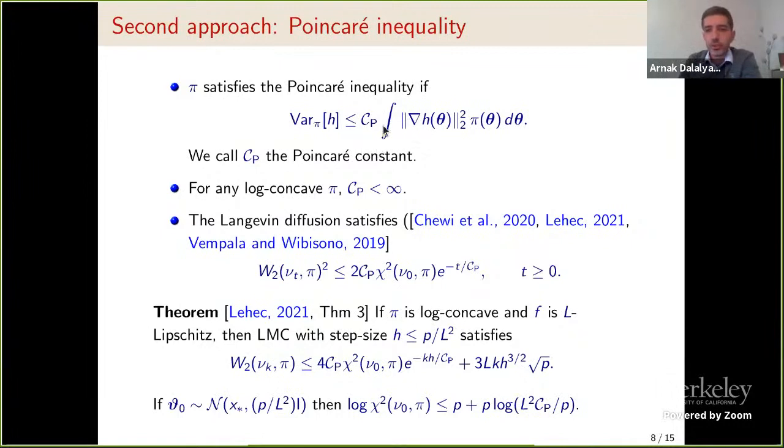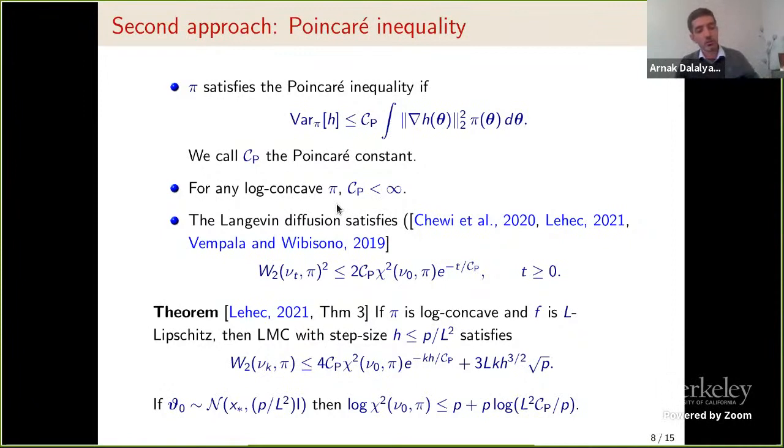So what's important here is the constant Cp, which is in front of the integral here. And of course, we are interested in having distributions for which this constant Cp is as small as possible. A very nice fact about log-concave distributions is that any log-concave distribution satisfies the Poincare inequality, which basically means that Cp is finite for every log-concave pi.